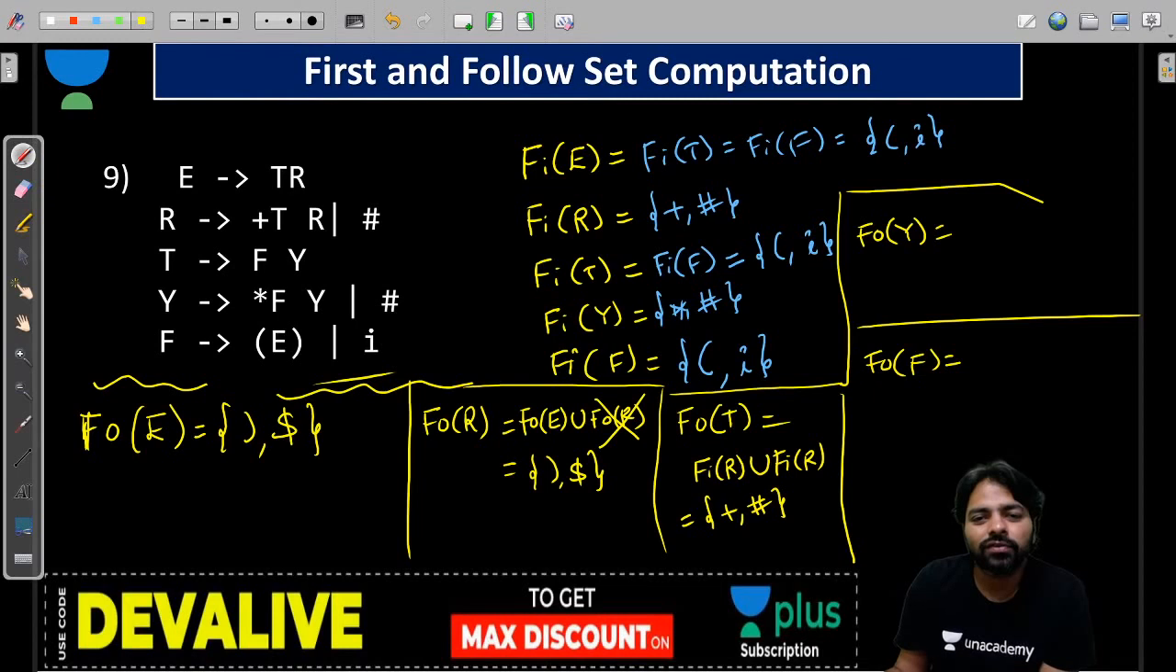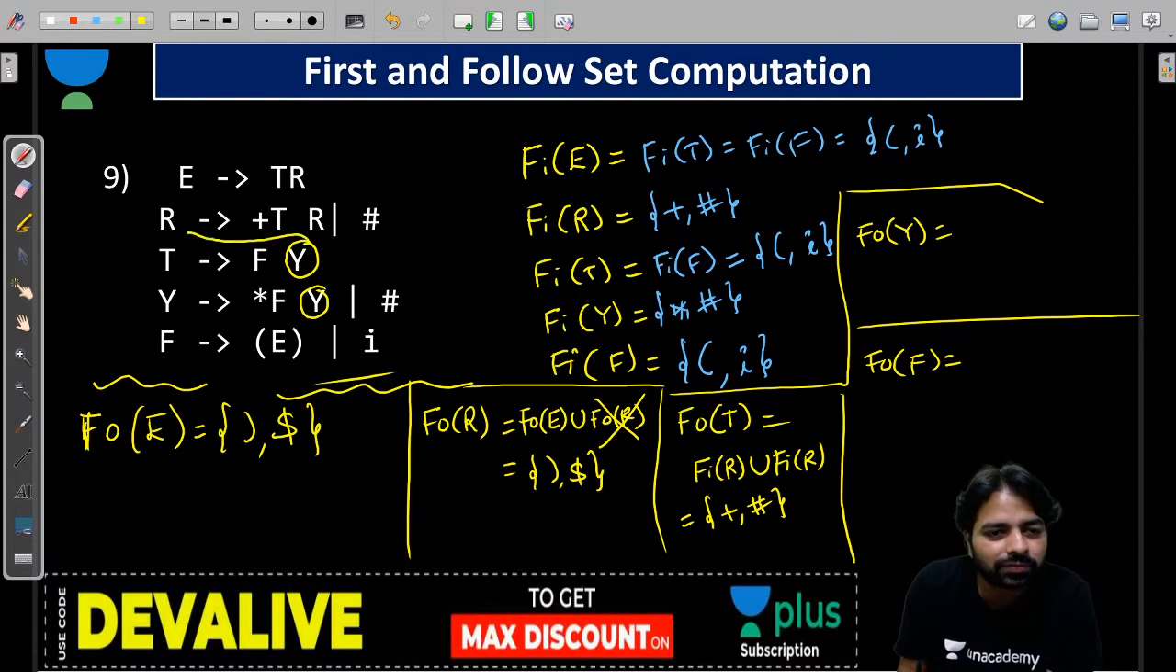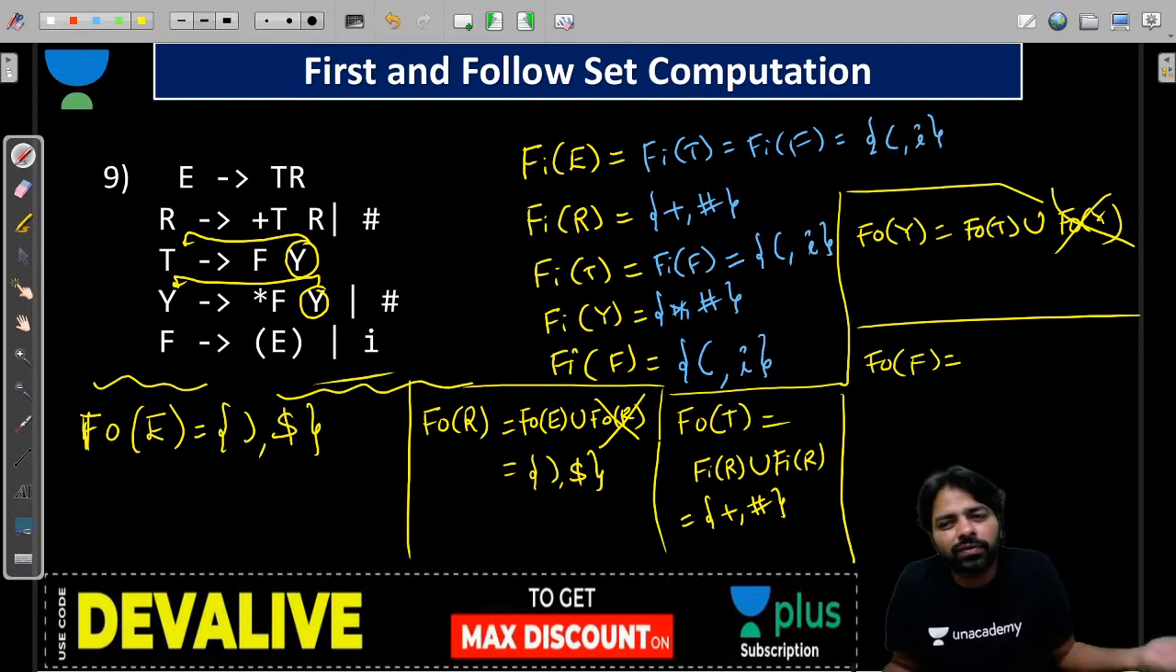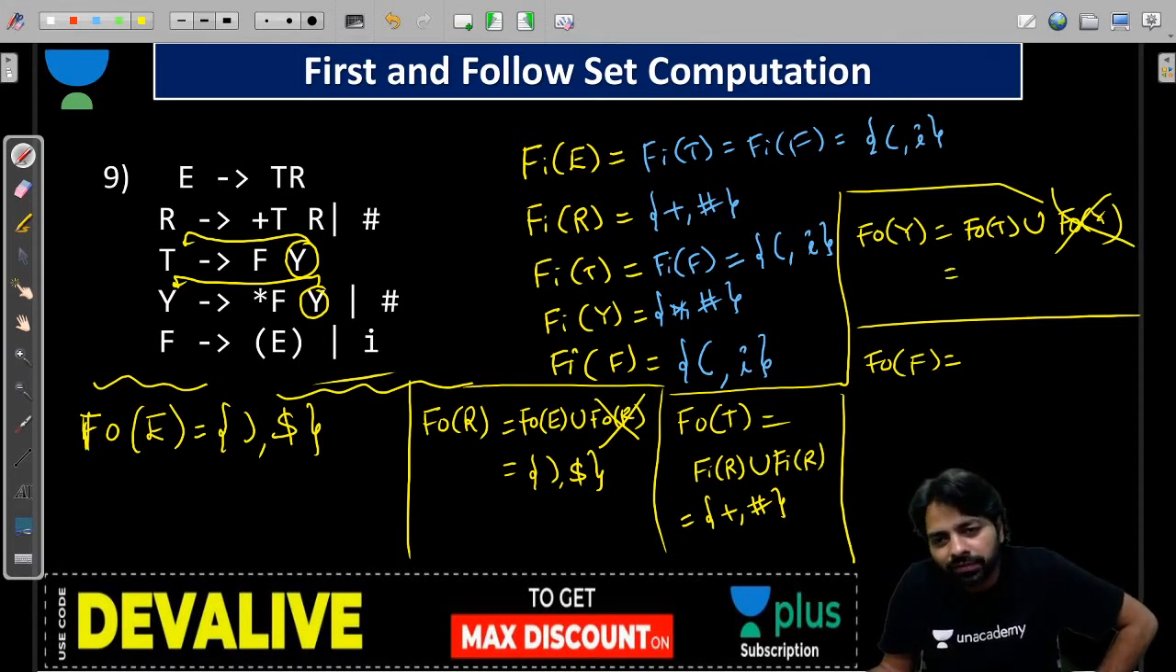Right, now Y, next follow of Y, guys. Y 1, 2, this Y is nothing but follow of T union this Y, which is nothing but follow of Y. You can simply delete follow of Y because follow of Y is follow of Y, always true, no need to do it again. Follow of T we have just computed: plus, comma, dollar.